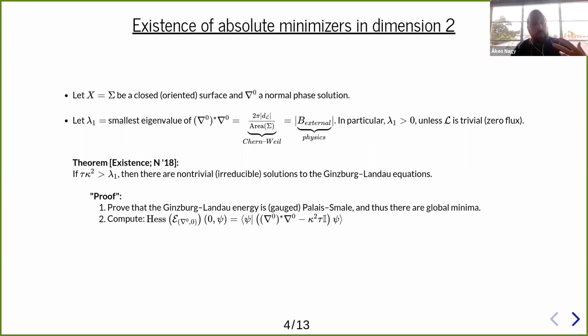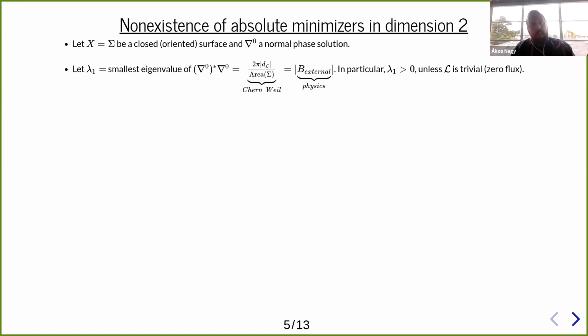The next thing is that you just compute the Hessian at the normal phase solution, and you vary in the direction of a section, but not in the direction of one-forms. What you see is that it's going to be an inner L2 product of this Laplacian minus kappa squared tau. So if the smallest eigenvalue of nabla star nabla is lambda 1 and kappa squared tau is bigger than lambda 1, the normal phase solutions are unstable. So the global minimum cannot be that. So the difficulty in this proof was, of course, part 1. The previous one was an existence result.